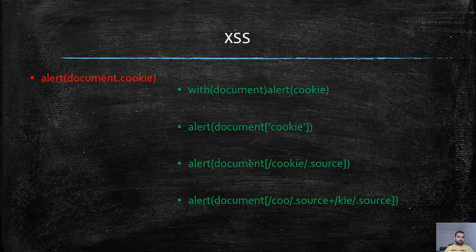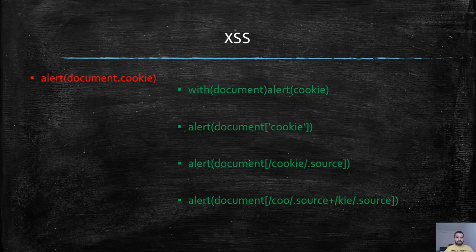Next, we have seen that document.cookie is usually used to steal the session token or the cookie information. However, that's easily blocked by the WAF. So what you want to do is use with(document) alert(cookie). The with statement extends the scope chain for a statement. I'm not going to dive deep into what the with statement is and why it is used, but you can Google it for more detail. That's another variant which will give you the same cookie value that you intended to get using document.cookie.